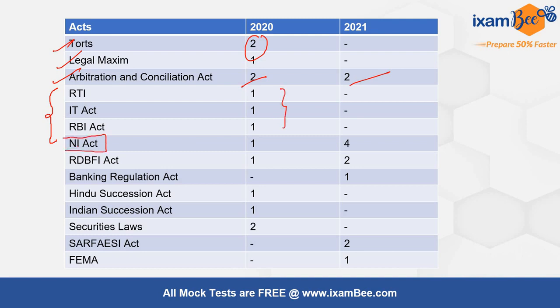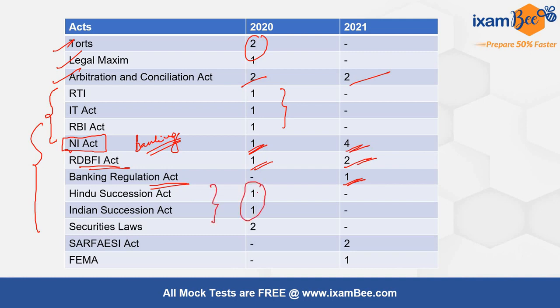NI Act is an act which is important since we are giving banking exams, banking law officer exams. So the banking laws become important. NI Act questions were there, 1 in 2020 and 4 in 2021. RDBFI Act, which is related to debt recovery tribunals. There were questions, 1 in 2020 and 2 in 2021. From Banking Regulation Act, there was 1 question in 2021.